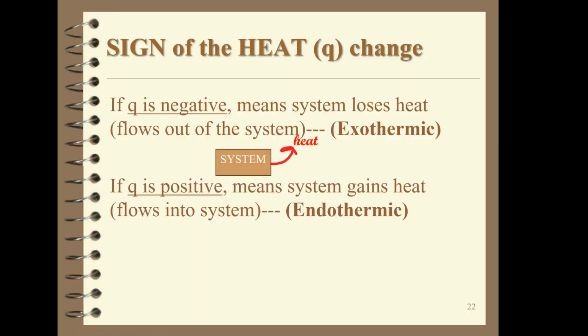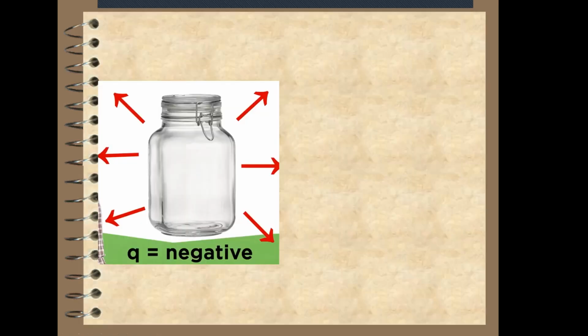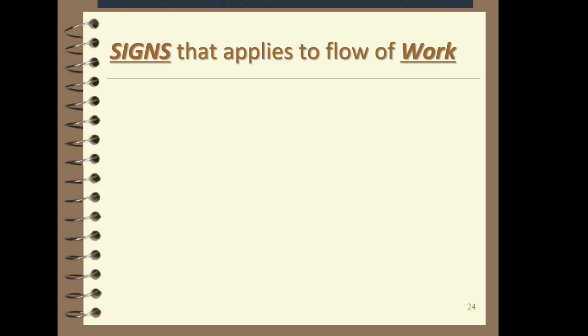So remember the signs. First of all, for heat, if Q is negative, that means heat is being lost. It's exothermic. If Q is positive, it means heat is being absorbed. It's endothermic. So going out of the system, we're going to give it a negative sign. Going into the system, we're going to give it a positive sign by convention. Again, I'm just highlighting signs.